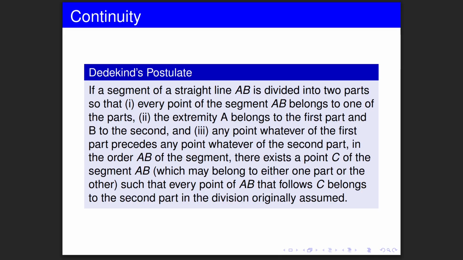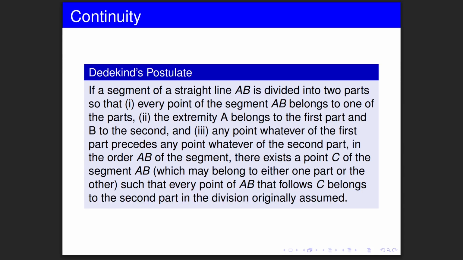So Dedekind's postulate, and it's a little bit long, but it says: if a segment of a straight line AB is divided into two parts so that it has the following three properties. 1. Every point of the segment AB belongs to one of the parts. 2. The extremity A belongs to the first part and B to the second. And 3. Any point whatever of the first part precedes any point whatever of the second part in the order AB of the segment. There exists a point C of the segment AB, which may belong to either one part or the other, such that every point of AB that follows C belongs to the second part in the division originally assumed.